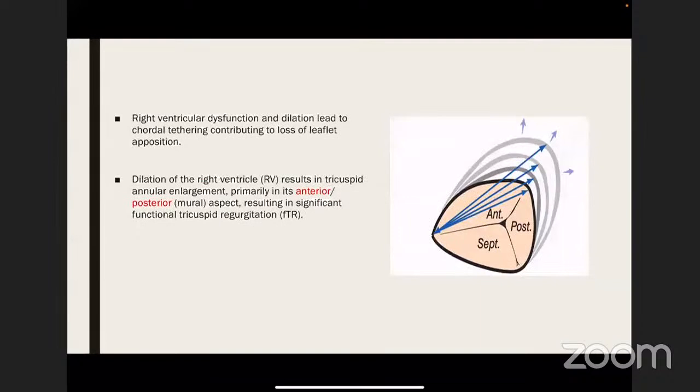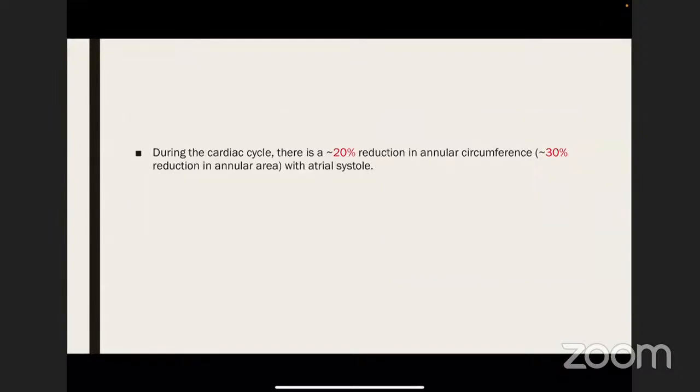Right ventricular dysfunction and dilation lead to chordal tethering, contributing to loss of leaflet apposition. Dilation of the right ventricle results in tricuspid annular enlargement, primarily in the anterior and posterior mural aspect, resulting in significant functional tricuspid regurgitation. During the cardiac cycle, there is approximately a 20% reduction in annular circumference and 30% reduction in annular area with atrial systole.